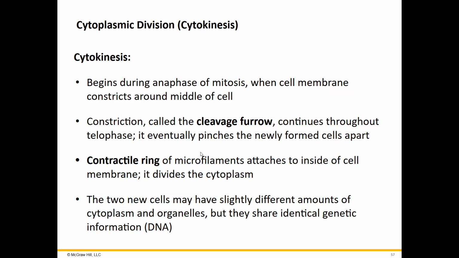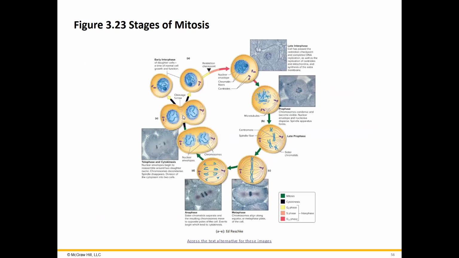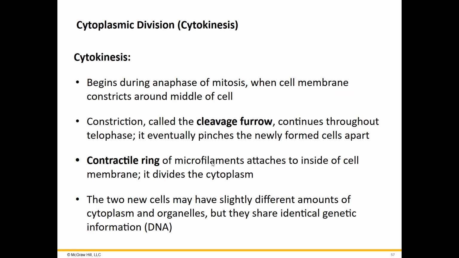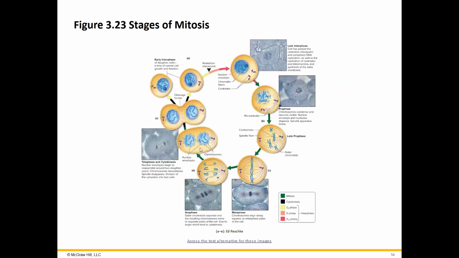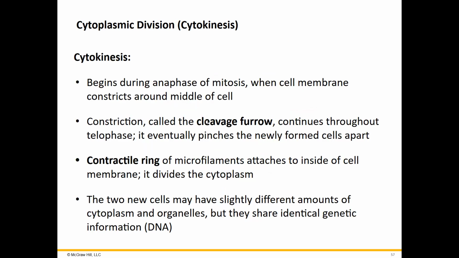Remember, microfilaments make up fibers of muscle. It has to do with movement, the movement of the cell membrane to contract. The two new cells might have slightly different amounts of cytoplasm and organelles, but they will share identical copies of DNA. And that's why I say there's a special process here to separate the DNA very evenly. But within the cytoplasm, the amount of cytosol and organelles do double, but we're not as specifically worried that we get the exact same amount on both sides because we can always build more organelles.